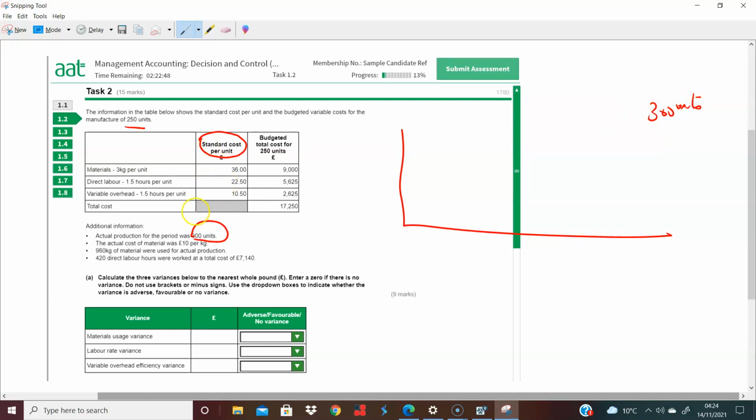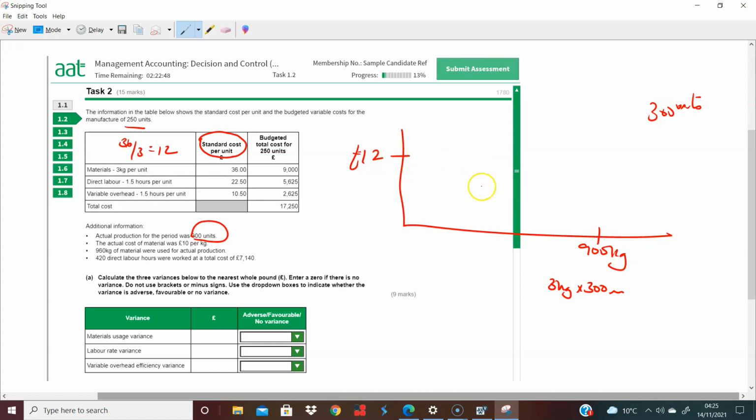So let's begin. The information I have from here tells me that you need 3 kilograms to make a unit, and that's a total cost of 36. So each kilogram is costing 36 over 3, which is £12. If you remember in my other videos when I teach this, I'll say, okay, that's £12 to make each kilogram. Now, in terms of usage, I expect you to use 3 kilograms to make each unit, and therefore for 300 units, I'm expecting to use 3 times 300, which is 900 kilograms. That's what I'm expecting to do at £12.